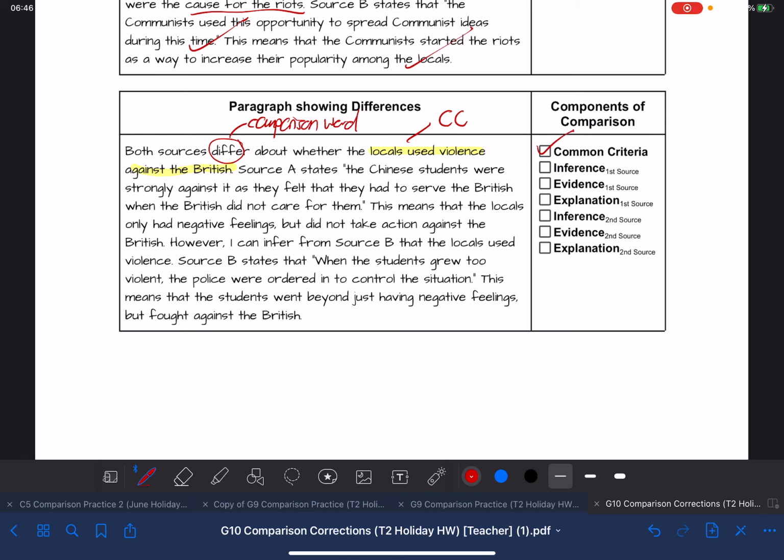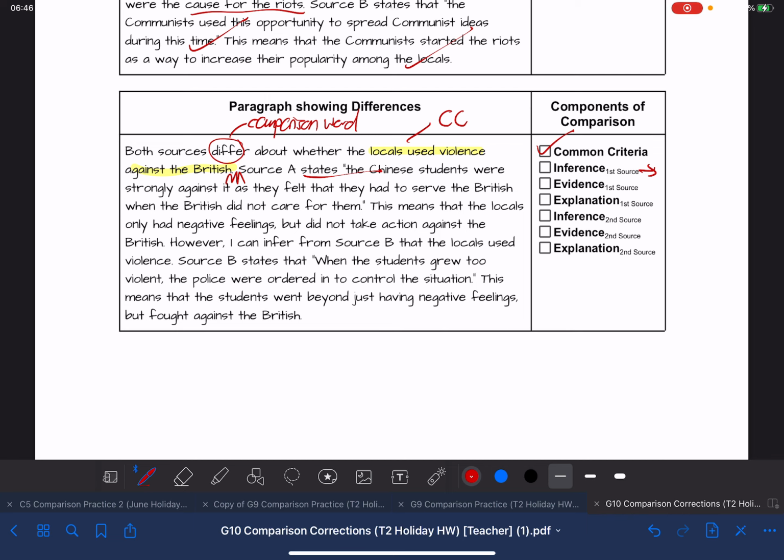Source A states that the Chinese students wait. See, so here, this student is already giving the evidence, but there's something missing, right? This inference is missing. So this is not good. What I would do as the marker is I'll continue reading on in the paragraph to see whether there's any part of this answer that I can use as his inference.